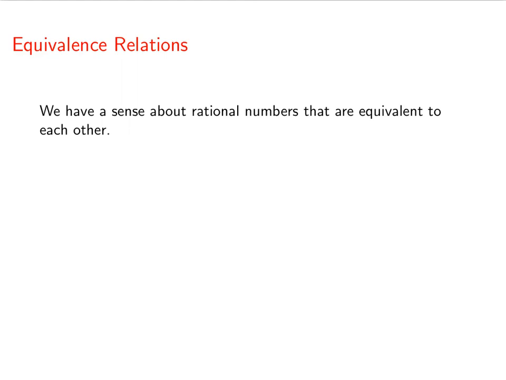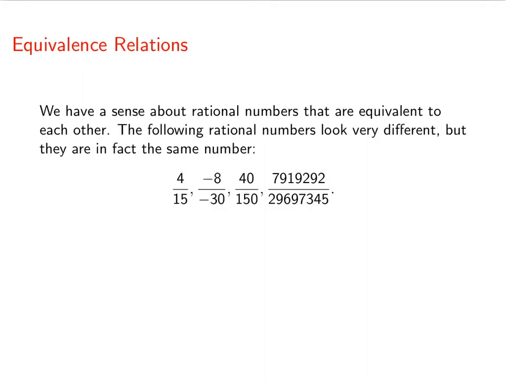Hello, discrete math fans. We're on to equivalence relations now. Now we all have a sense about rational numbers that are equivalent to each other. These rational numbers, they all look different, but in fact they're the same number. So 4/15 is the same as -8 over -30. And it's the same thing as 40 over 150.